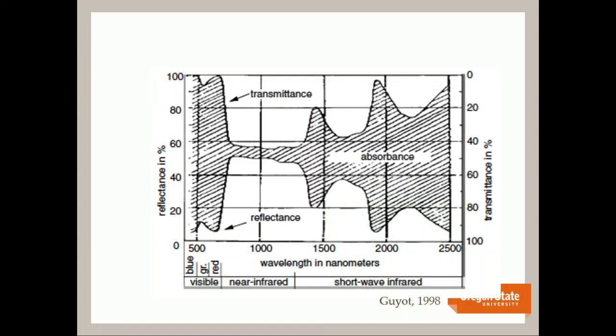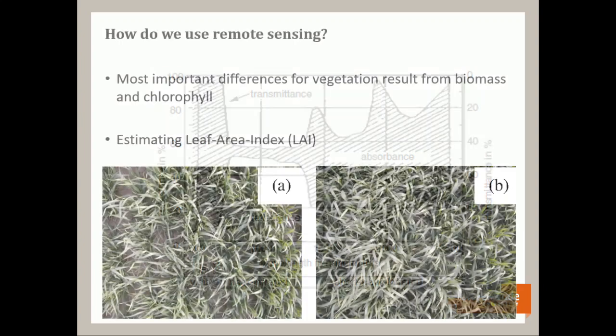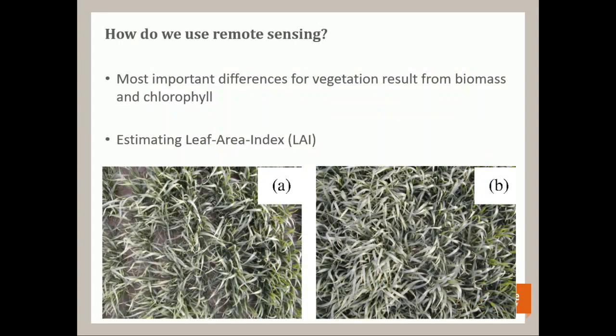Here is the visible, near-infrared and short-wave infrared reflectance, transmittance, and absorbance. Reflectance is in percentage, and transmittance is also presented in percentage at different wavelengths. How do we use remote sensing? The most important differences for vegetation result from biomass and chlorophyll. Estimating leaf area index.